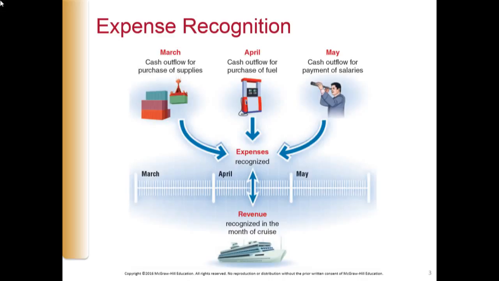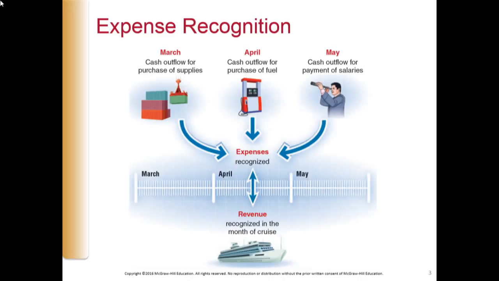And in May, the employees of the cruise company actually were paid for their services that they completed in April for that cruise that occurred in April. So we see that we have expenses in March, April, and May for revenue that actually was recognized or occurred in April. So all of those expenses and the revenue would be recorded during the month of April when they are matched up.